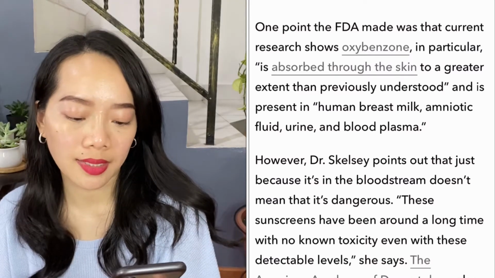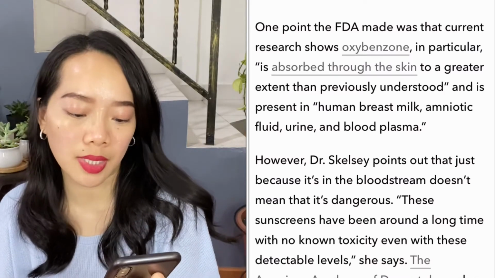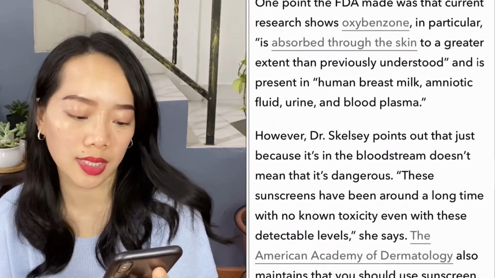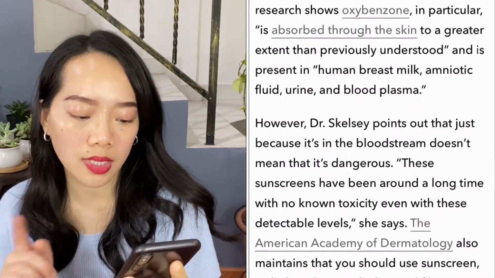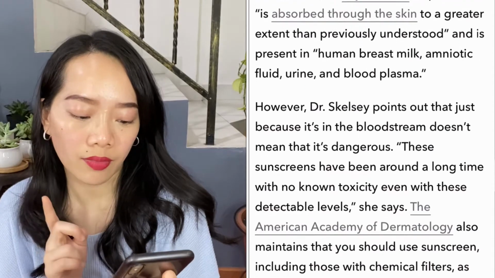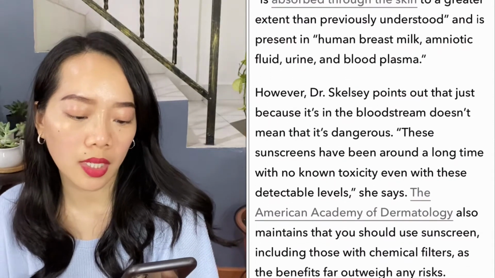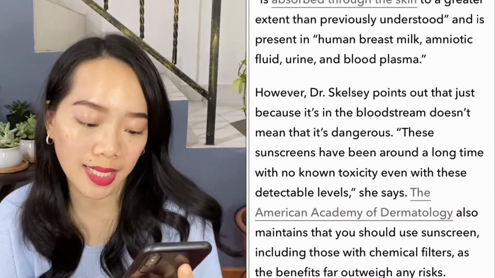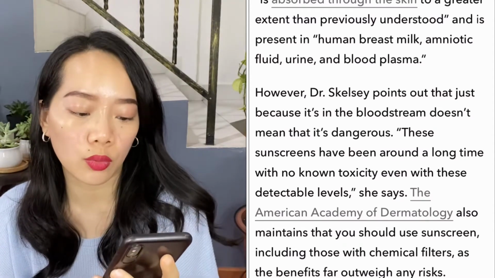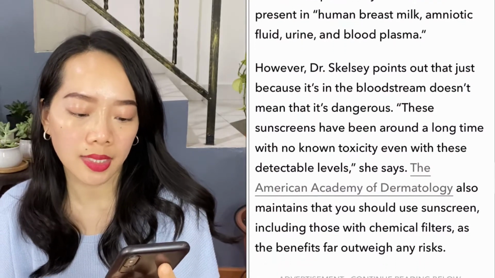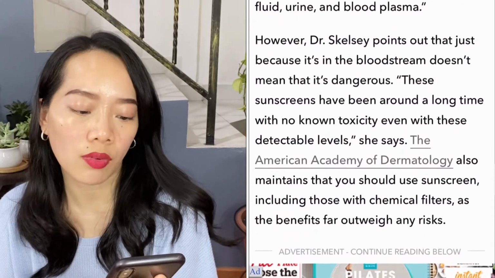However, Dr. Scalzi points out that just because it's in the bloodstream doesn't mean that it's dangerous. These sunscreens have been around a long time with no known toxicity, even with these detectable levels. Okay, so the American Academy of Dermatology also maintains that you should use sunscreen, including those with chemical filters, as the benefits far outweigh any risks.